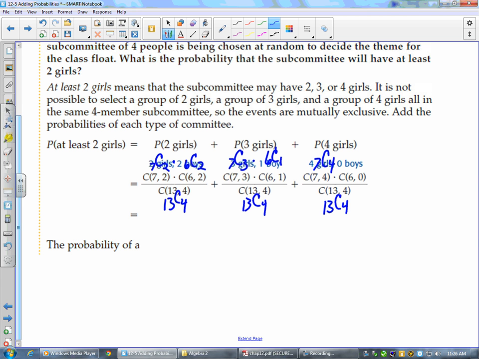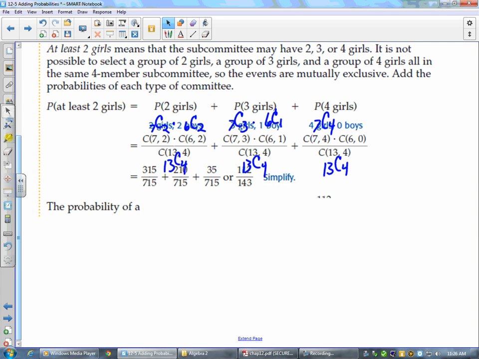Now, you'll notice it gets a little overwhelming at first, but when we're adding these, one thing you have to have when you're adding fractions is a common denominator. Notice how the denominator is the same already. We have a common denominator, so we just need to add them. So we put these together, and we find out that 315 out of 715 is the probability of picking 2 girls.